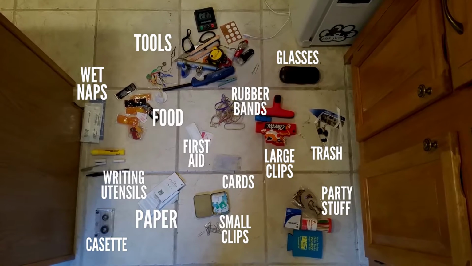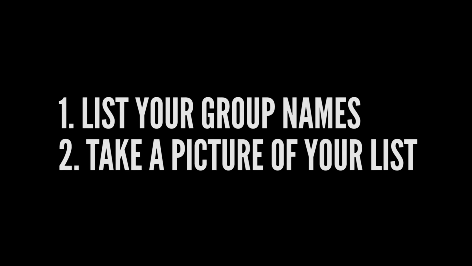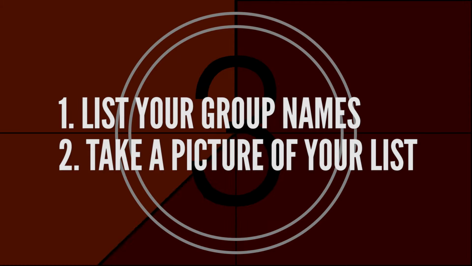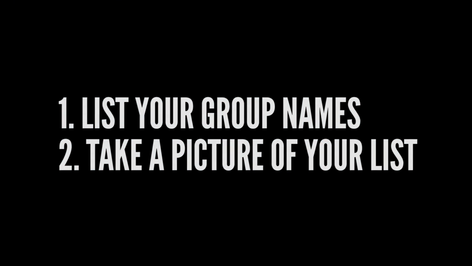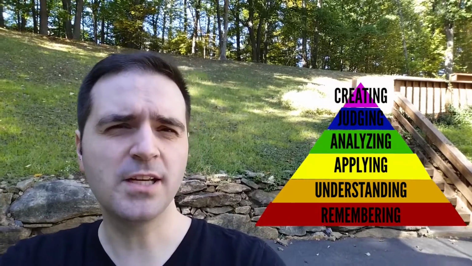Okay, check it out. I've got all my groups labeled. What I want you to do is write down a list of your group's names in your notebook and take a picture of that page. Great. I bet you're surprised at how much thought and how many different levels of thought you had to put into something as simple as organizing a drawer full of junk.